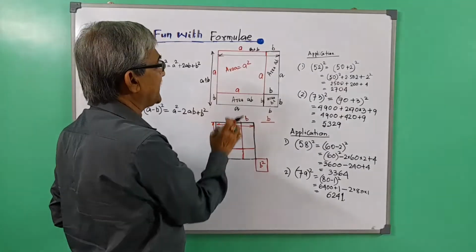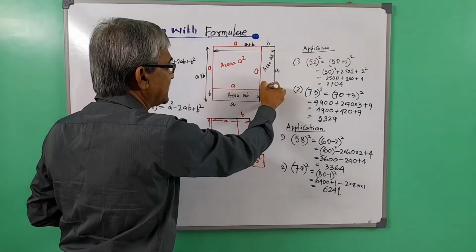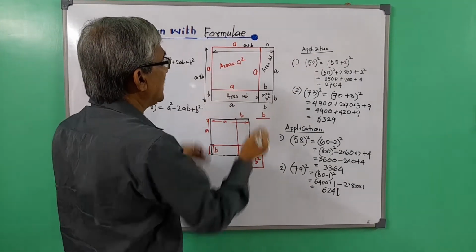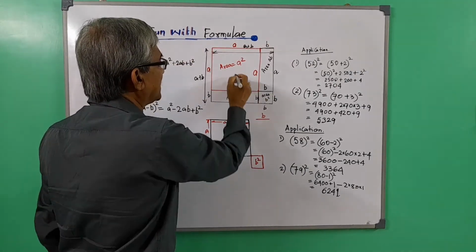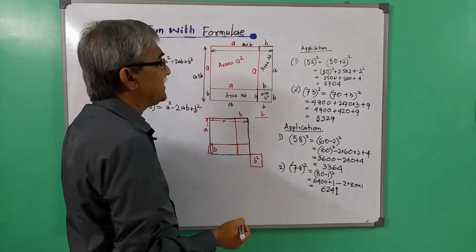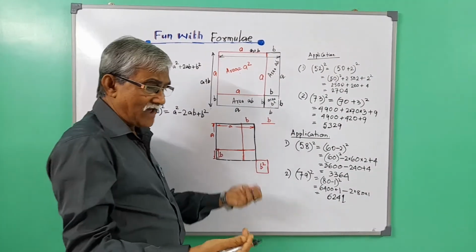Therefore, this is the figure a square, this is b width, so this is the area ab, likewise this is the area ab and this is b square. So summarily (a plus b) whole square becomes a square plus b square plus ab twice, that is 2ab, and that is the formula. Now what is the application of it?